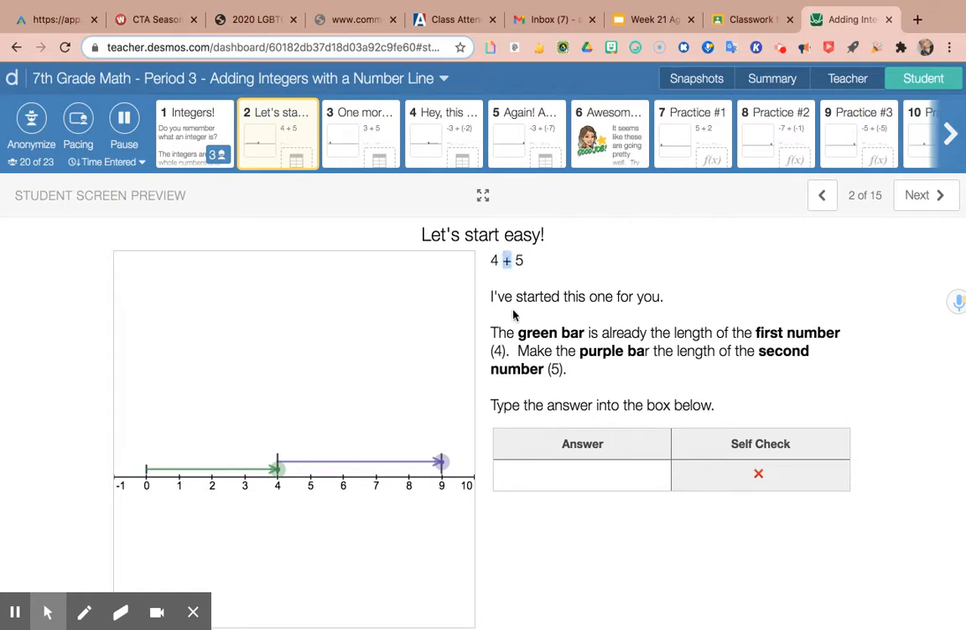So think of the plus as an and, which is why they're connected right here. Think of this as the plus. Type your answer in the box. So the answer is wherever the purple arrow ends.